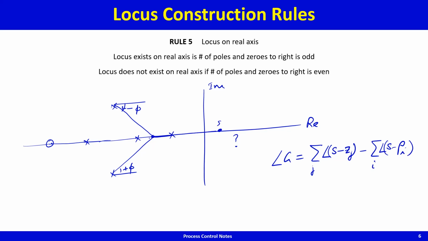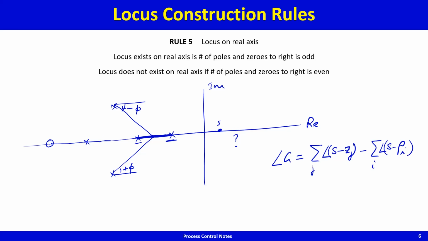So in this case, for any S candidate between this pole and this pole, the angle is going to be pi, which is an odd multiple of pi. Therefore, all the points between these two poles are on the locus. So this is part of the locus.